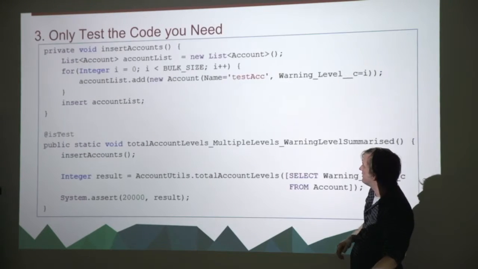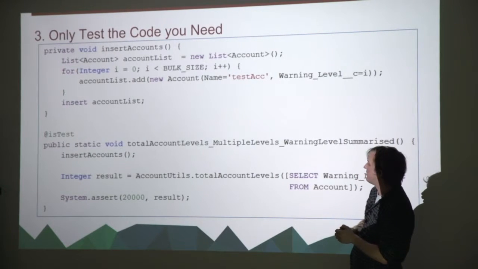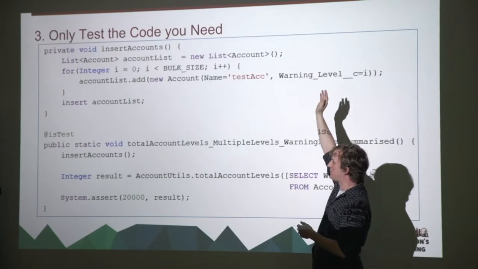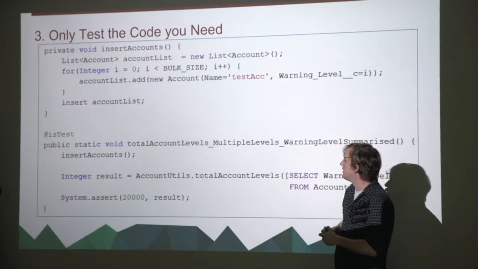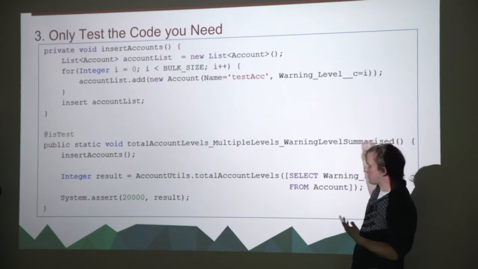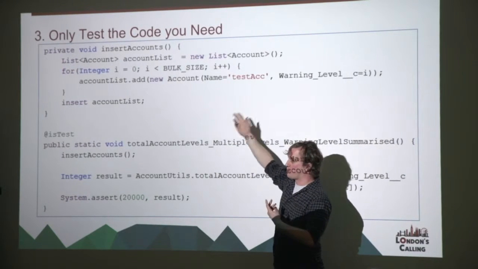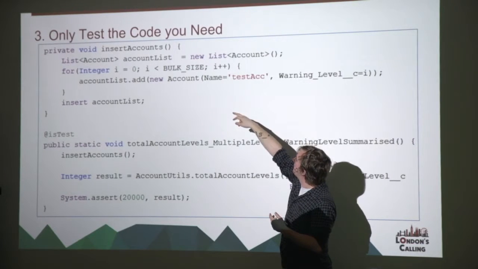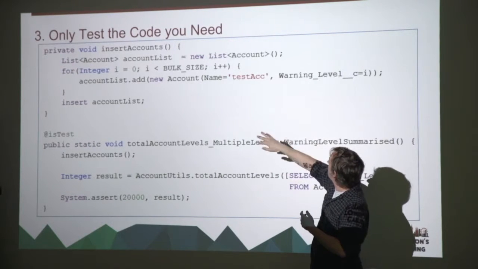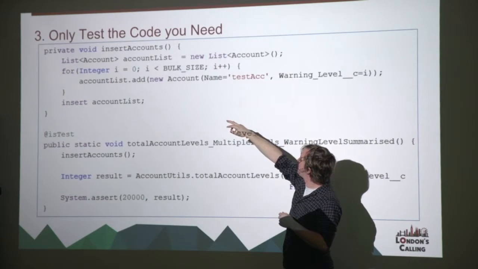So here is what you might consider to be a fairly decent test situation for this. We've got a utility method up here, and we've got a test method down here. We come in, we've got totalAccountLevelsForMultipleLevels, and the warning is summarize, so you know what that's doing. We call insertAccounts, which is probably a really useful thing. So up it whips. We create a list. We put in however many accounts that we put in bulkSize. That's fine. That'll be a static somewhere.